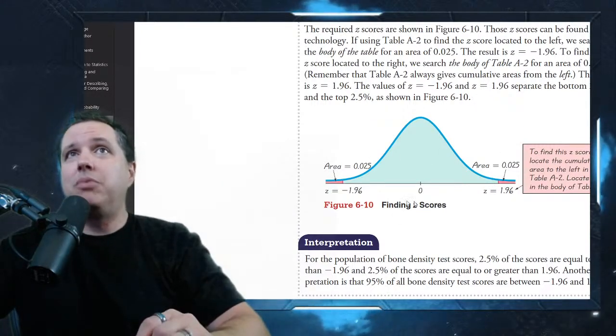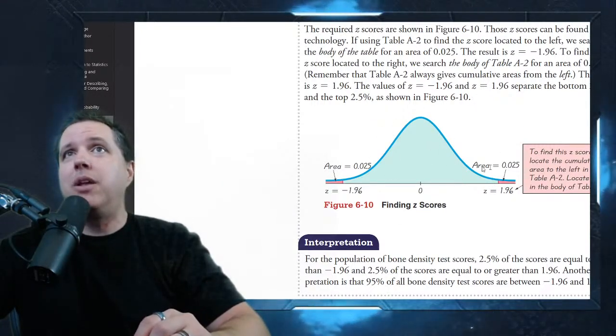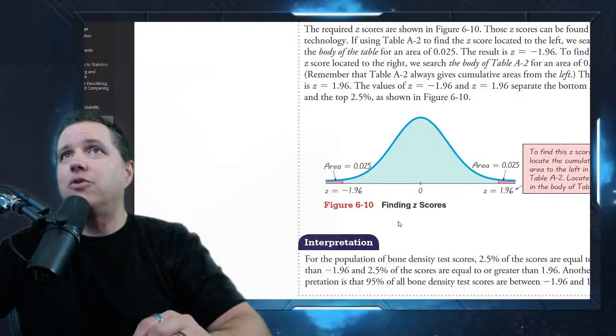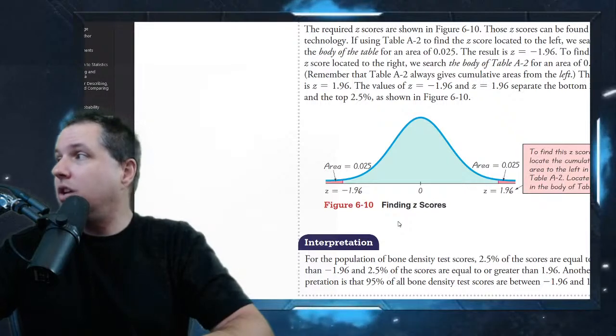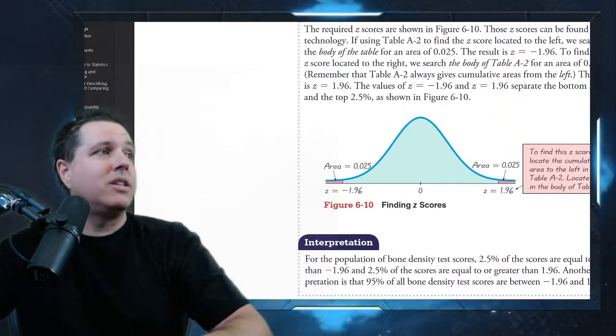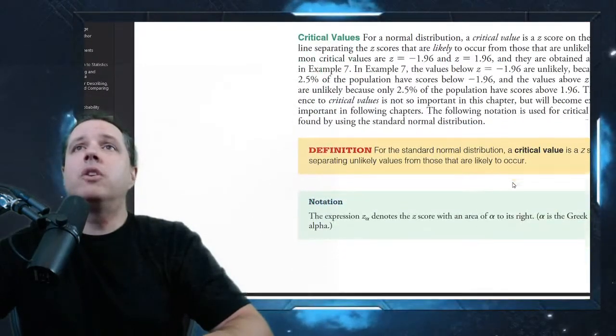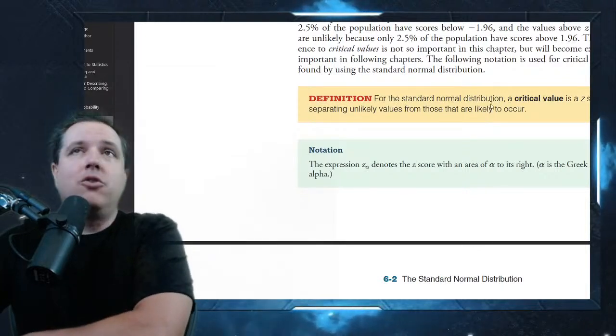Because when we want to split things this way with 95% in the middle and 2.5% on each side, these are the z-scores that you're going to use. Those are those cutoff values that you're going to use. So this isn't the first time you're going to see those. Okay? So here's a definition for the standard normal distribution.